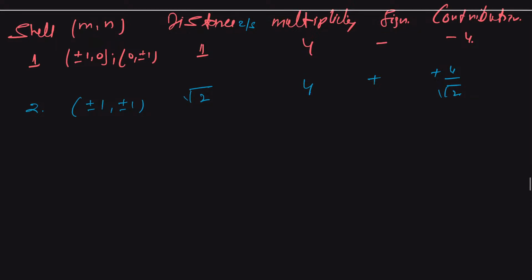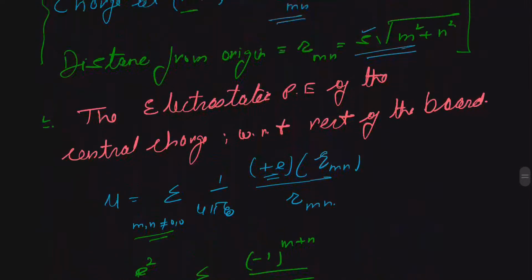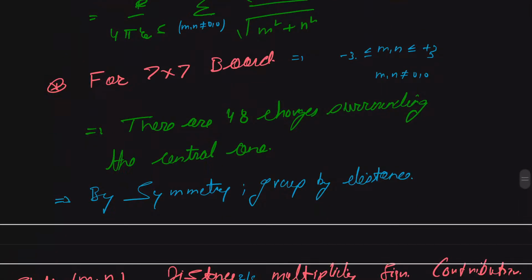And similarly, we can just draw our third one. So this will be coming as plus minus 2, comma 0, and this will be 0 comma plus minus of 2. Distance will be 2, contribution 4, and the sign will be positive. So this will be 4 by 2. Okay. So likewise, we can find out all the contribution. Okay, and we have to remember that the value is going to vary from this.